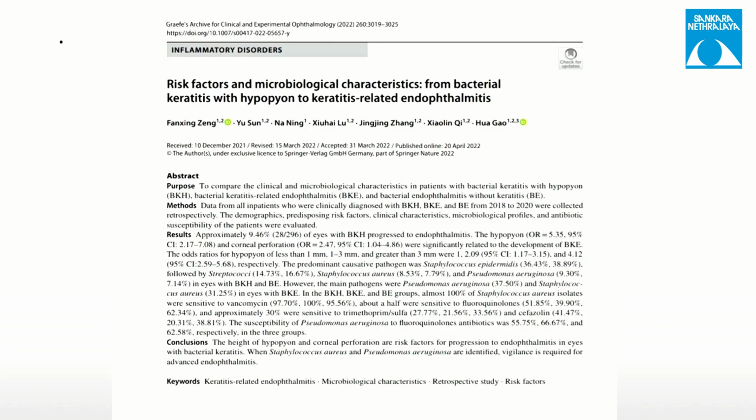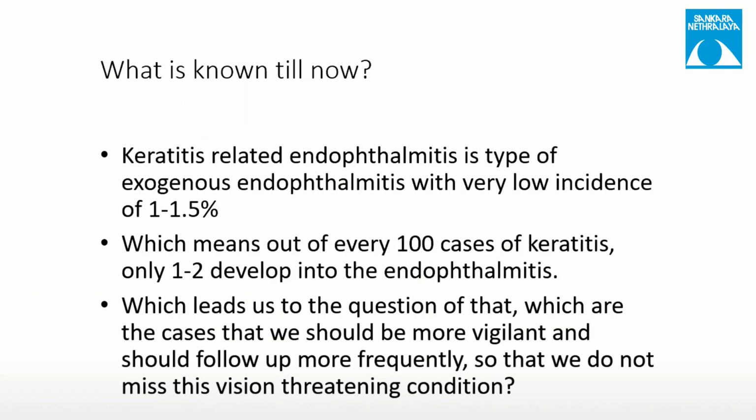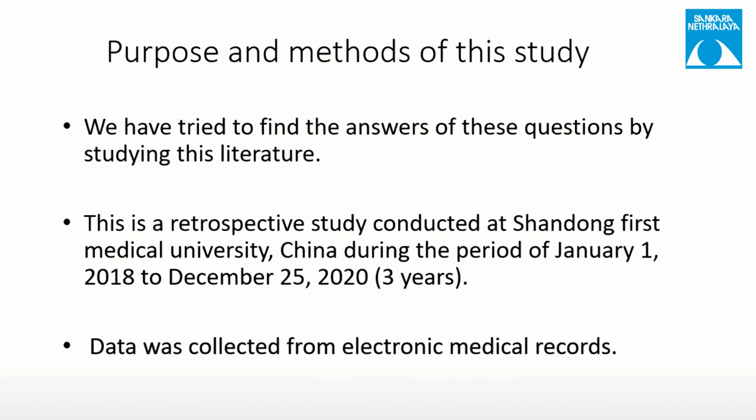It is the endophthalmitis which develops after primary keratitis, which is a type of exogenous endophthalmitis with very low incidence of approximately 1 to 1.5%, which means out of every 100 cases of keratitis, only 1 to 2 patients develop endophthalmitis. This leads us to the question of which cases we should be more vigilant about and follow up more frequently so that we do not miss the vision-threatening condition. So, we have tried to find the answers to these questions by studying this literature.